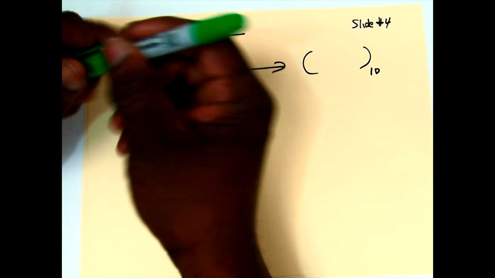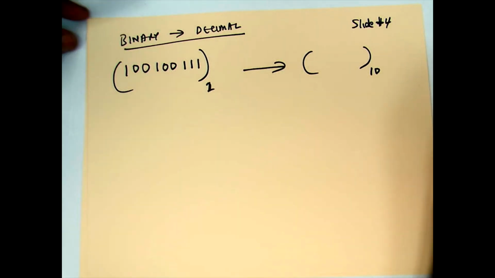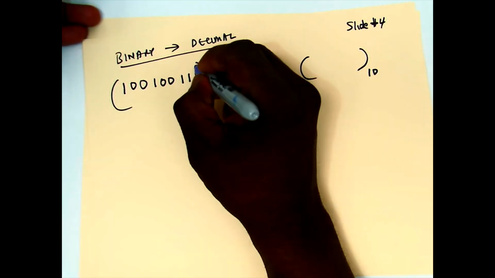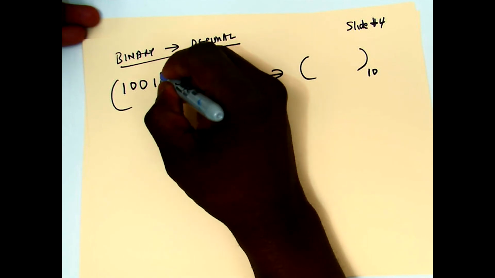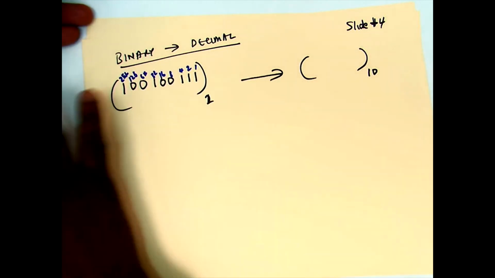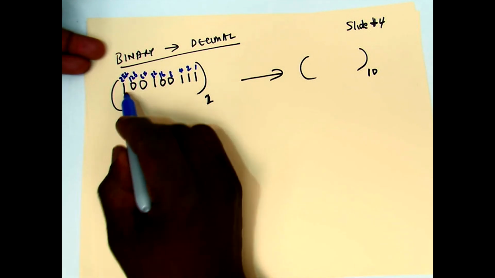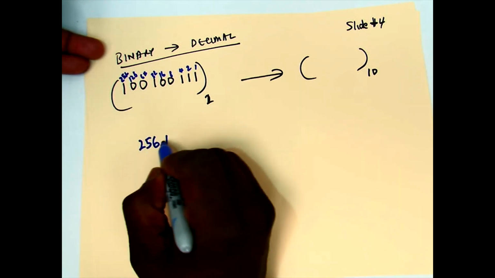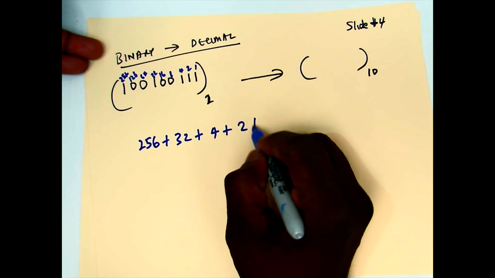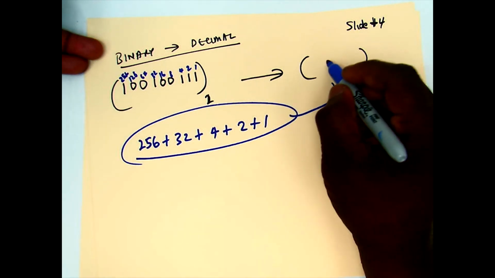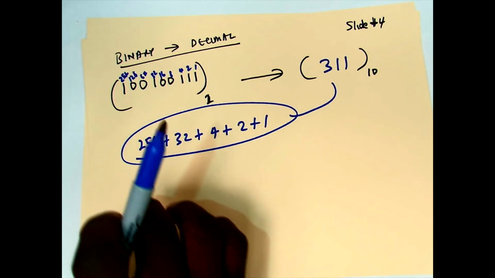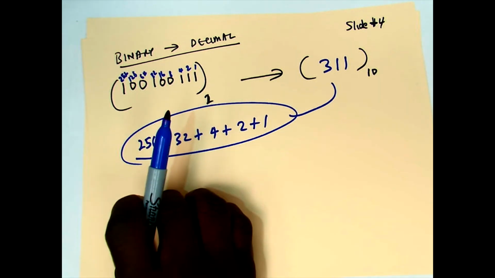With this, all we need to do is plug in the powers of 2s: 1 2 4 8 16 32 64 128 256. Those are the powers of 2. I plug them on top, and I only add the ones that are there. 256 is there, plus 32 is there, plus 4 is there, plus 2 is there, plus 1 is there. If our arithmetic is correct, we should get 311. So you can see that it's so easy to take from decimal to binary and binary to decimal.